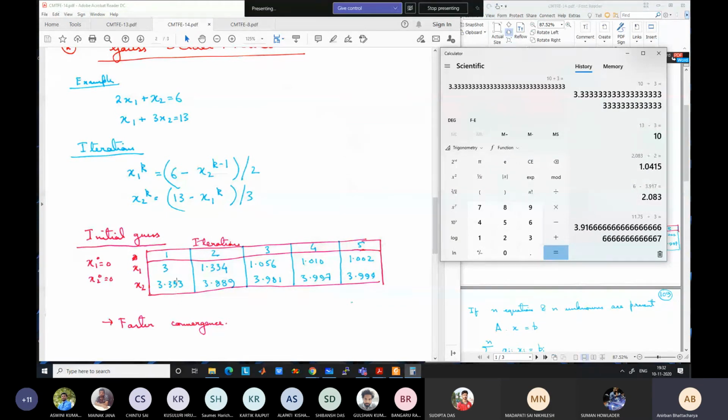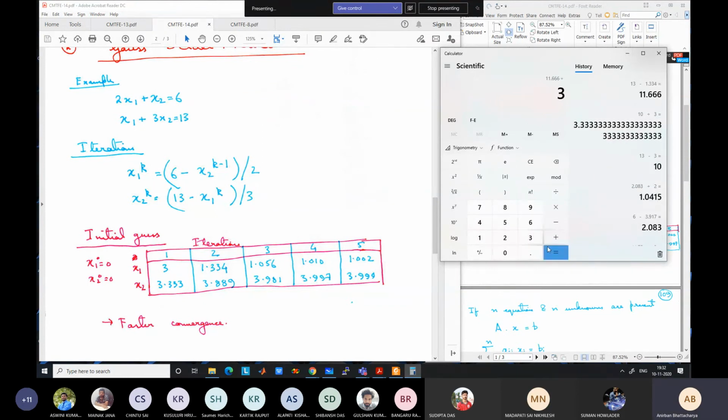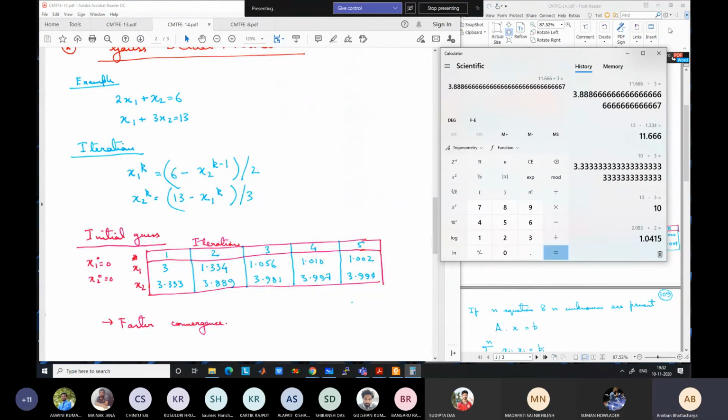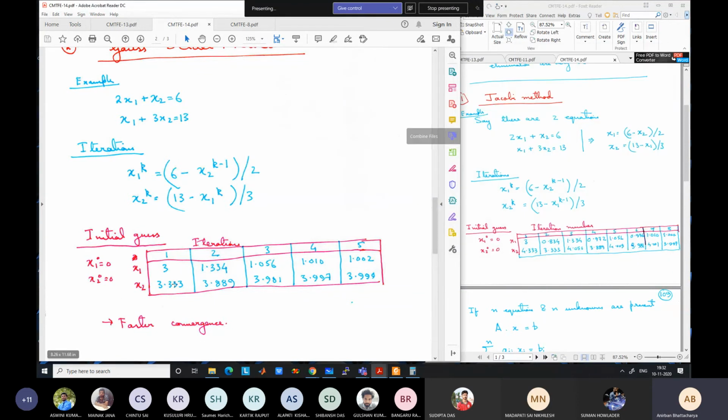Now again you calculate based on this value, 6 minus 3.333 by 2, you will get 1.334. Now instead of using this old iteration value 3, you will use the current iteration value, 1.334. So 13 minus 1.334 divided by 3, which gives us 3.889. Okay, so like this we will proceed. And because we are using the updated information, you will see that the convergence is much faster.